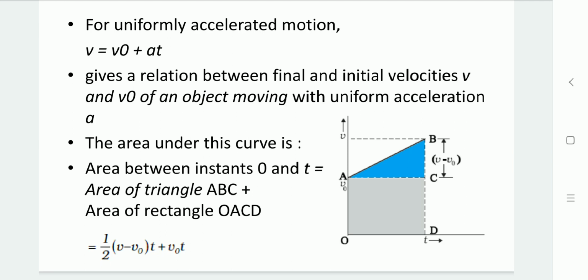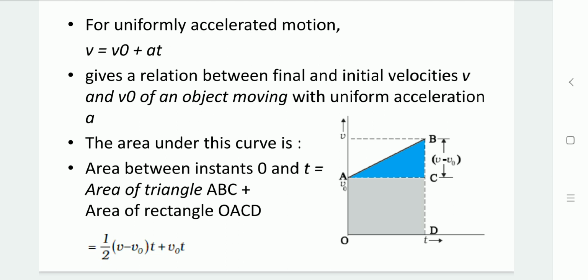So the area under the triangle ABC is 1/2 AC into BC. AC is t, and BC is the difference of velocity, v minus v0. So that is 1/2 into (v minus v0) into t. And the area of the rectangle OACD is OA into OD. OA is the initial velocity v0, into OD, that is time t.